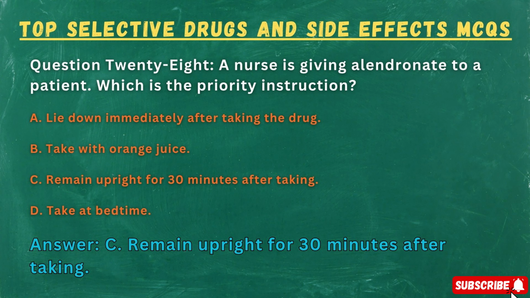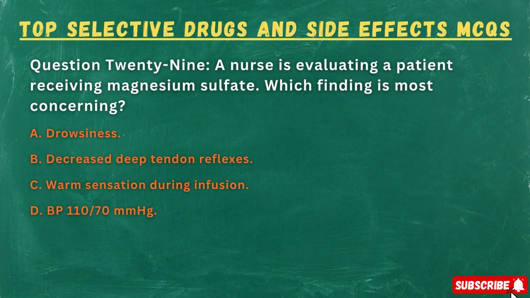Answer: C. Remain upright for 30 minutes after taking. Question 29. A nurse is evaluating a patient receiving magnesium sulfate. Which finding is most concerning? A. Drowsiness. B. Decreased deep tendon reflexes. C. Warm sensation during infusion. D. BP 110/70 mmHg.